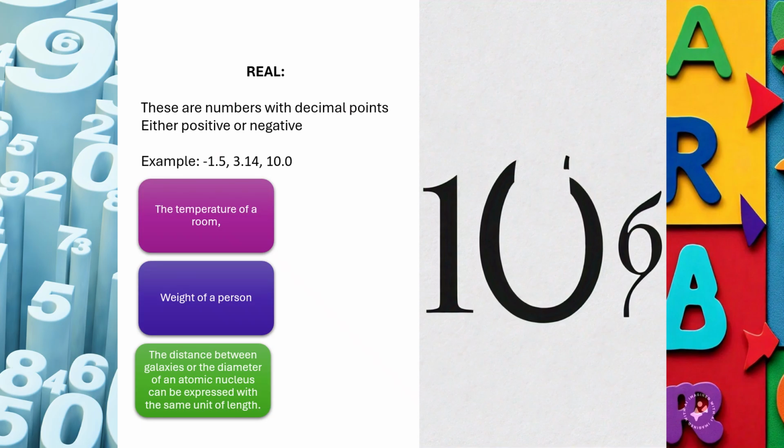For example, the temperature of a room can be 25.5, 25.3. When we talk about accuracy, they will be taken as real. Weight of a person can be 25 kgs and 5 grams to think about accuracy, or even if you are talking about pounds, it can be in decimal places. So it can be taken as real. Or the distance between galaxies or the diameter of an atomic nucleus can be expressed with the same unit of length but in decimal places. So they can also be taken as real.